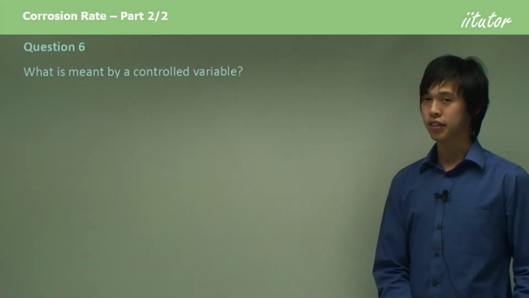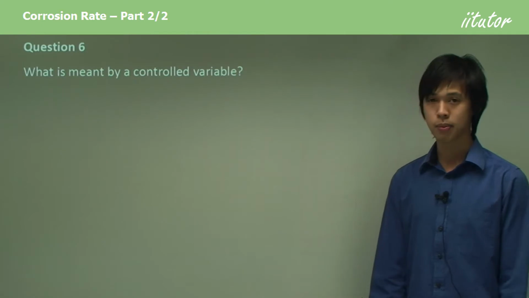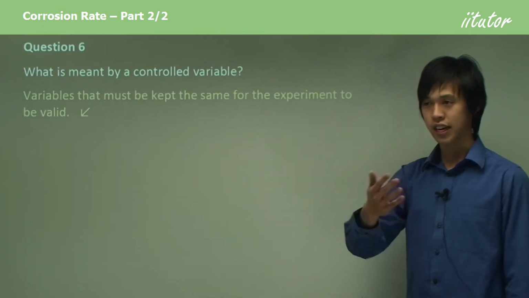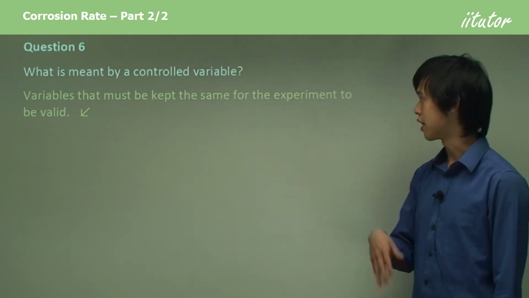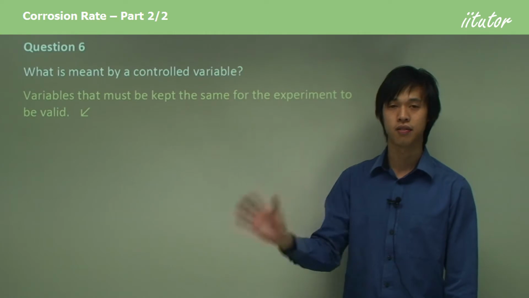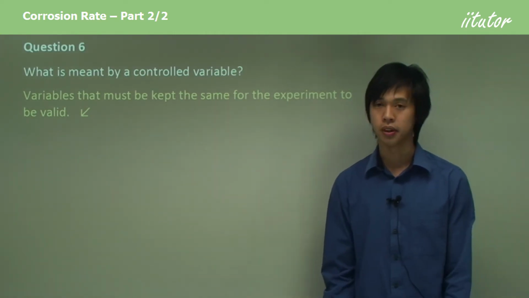So what is meant by a controlled variable? Surely you can answer that by now as a Year 12 chemist. So they're variables that are kept the same for each experiment test so that the experiment can be valid. So for each test material, we keep certain variables the same, and that is a controlled variable. Okay?